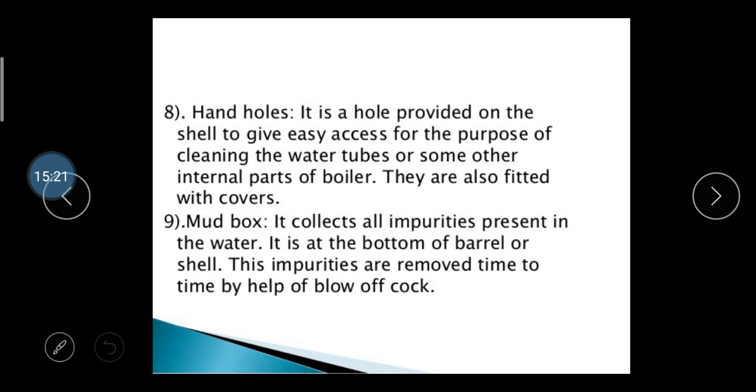Then the mud box collects impurities present in the water. Whatever impurities are present in the cell or in the plant are collected in the mud box. It is at the bottom of the barrel of the shell. These impurities are removed from time to time with the help of the blow-off cock.